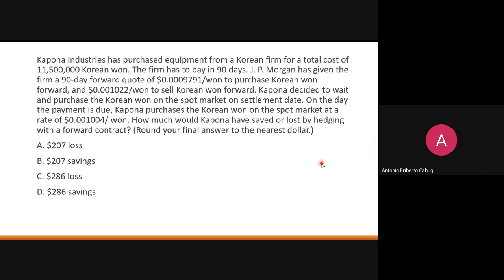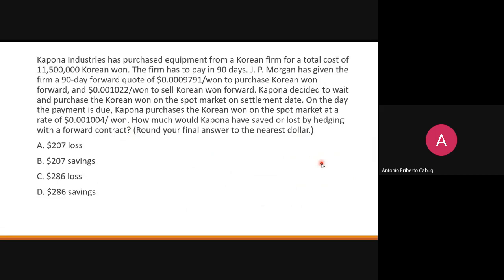Capona Industries has purchased equipment from a Korean firm for a total cost of 11,500,000 Korean won. The firm has to pay in 90 days. JP Morgan has given the firm a 90-day forward quote of 0.0009791 dollars per won to purchase Korean won forward, 0.001022 dollars per won to sell Korean won forward.